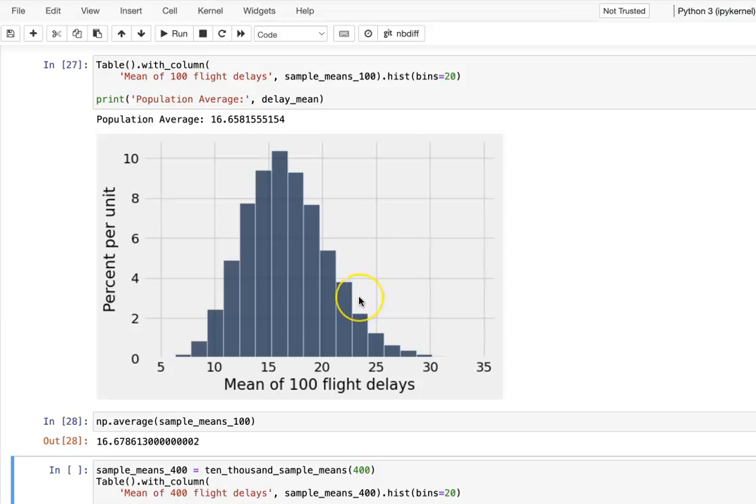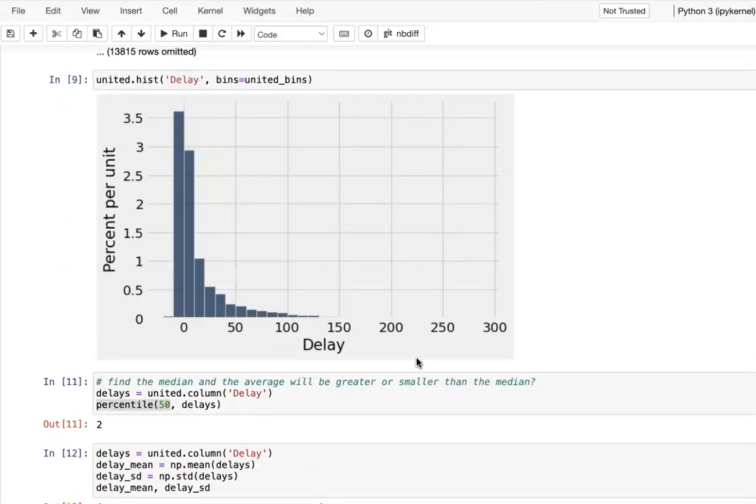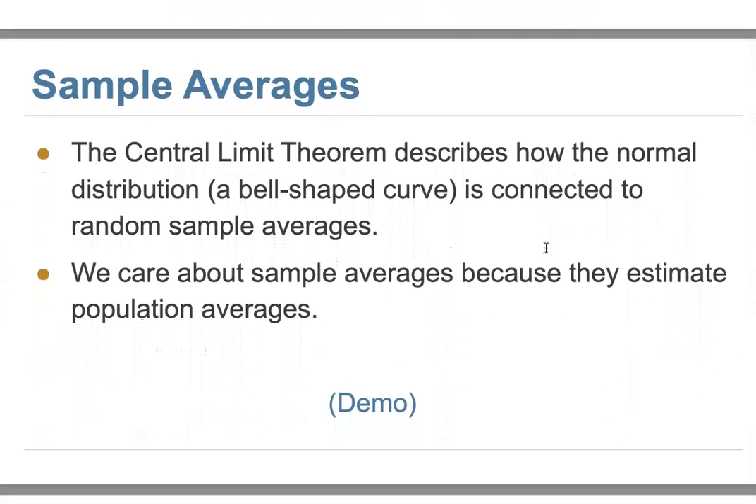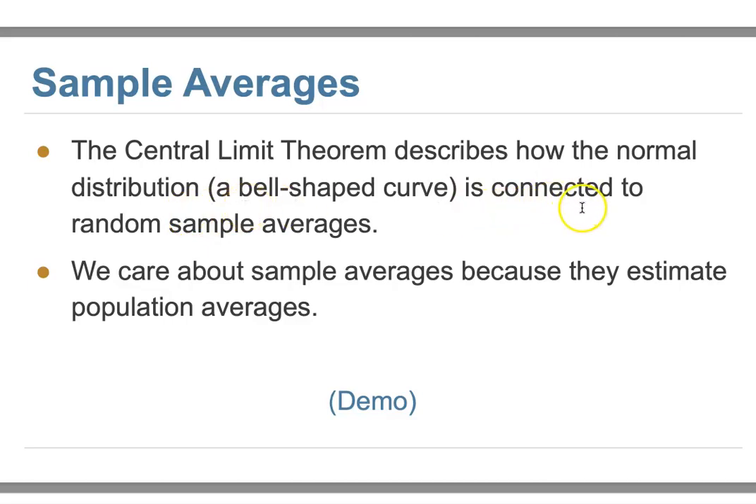So what we showed is that when you get your sample average many times, the histogram gets close to the bell shape, regardless of the original population distribution shape. This is what we call the central limit theorem. It describes how the normal distribution is connected to the random sample average. We took samples of size 100, did it 10,000 times, plotted the empirical distribution of these means, and found it looks like the normal distribution.